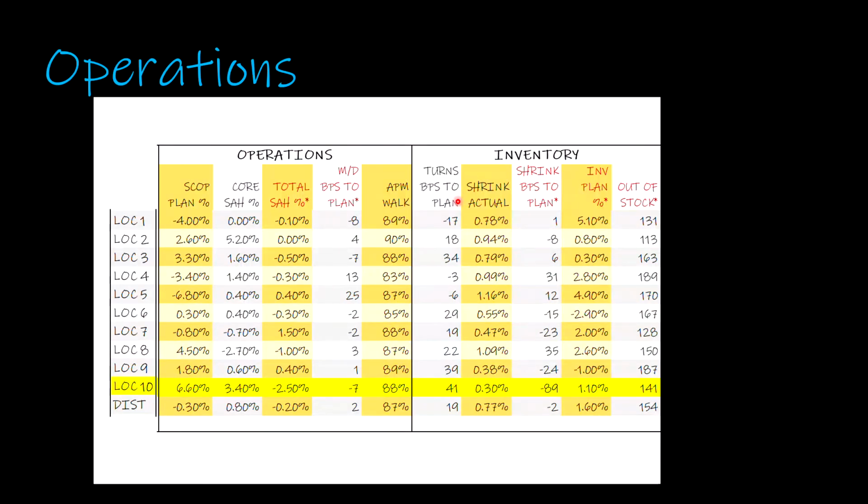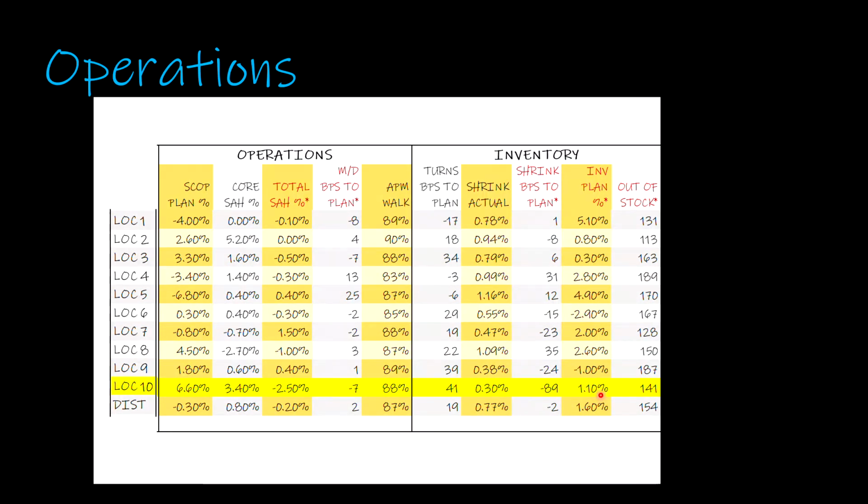As we look at inventory, we can see where their turns are. Their turns are very high at 41. That leads the district and is twice what the district average is. Their shrink is very low at 0.3%. That's about half of what the district average is, and they beat their plan by a considerable amount.